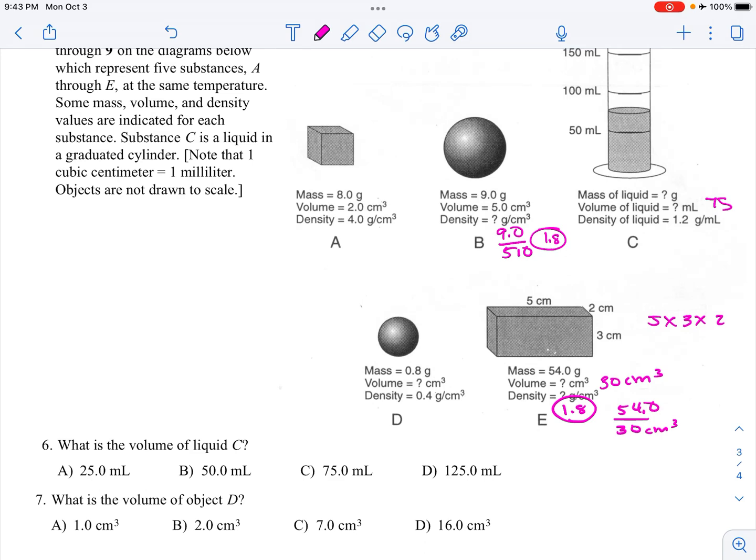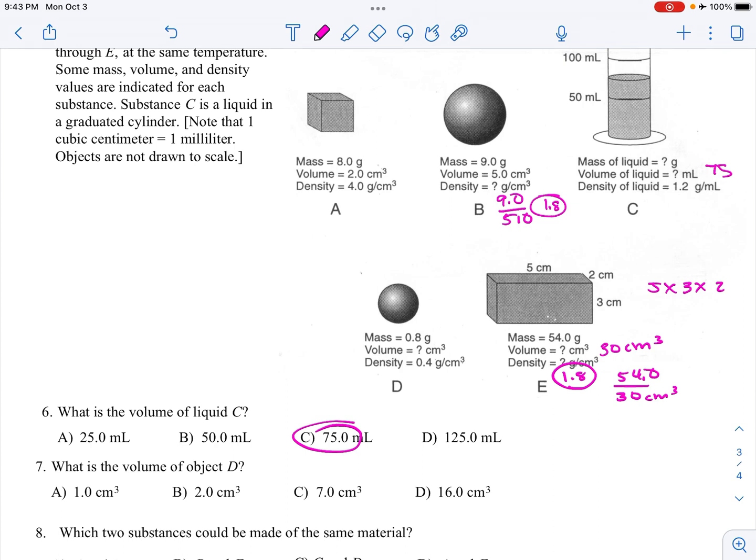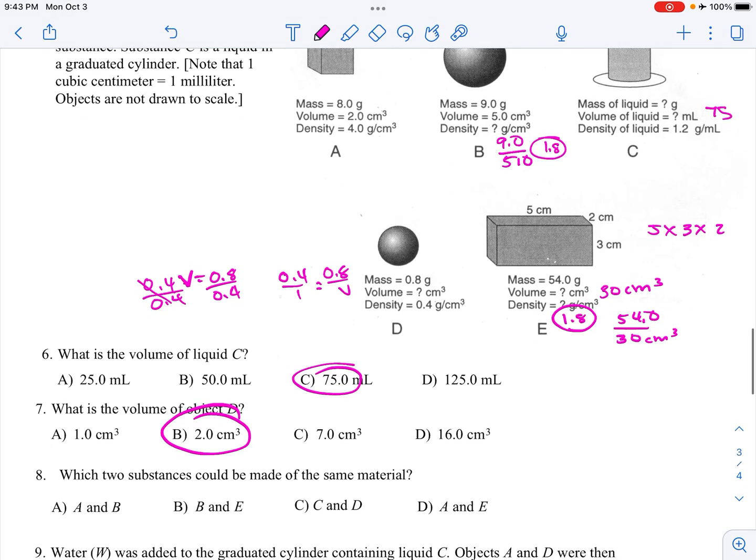What is the volume of liquid C? We've already calculated that. It's reading a graduated cylinder. What is the volume of object D? Okay, so we do need that. So density is 0.4. Put it over 1. Mass is 0.8. Volume. So 0.4 times X, or V, is 0.8. So divide both sides by 0.4. And that's going to be 2 cubic centimeters.